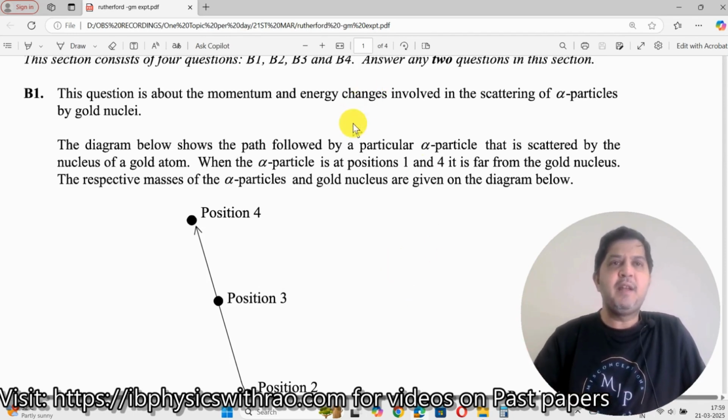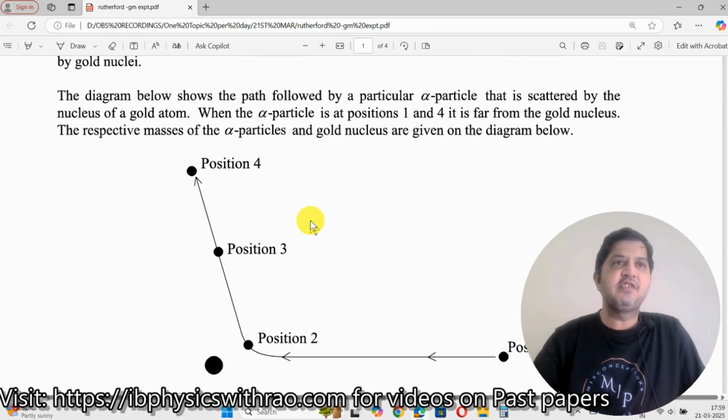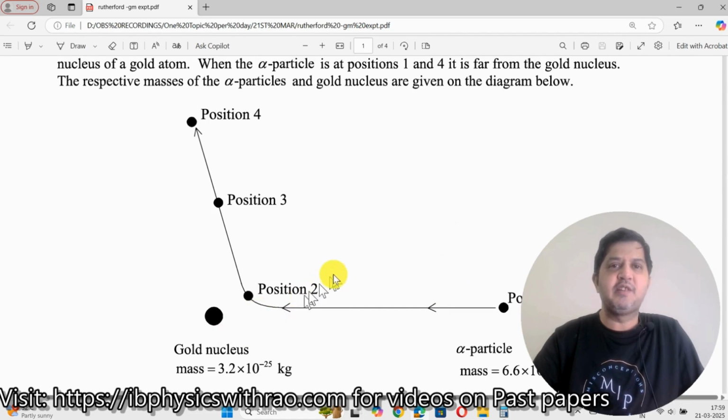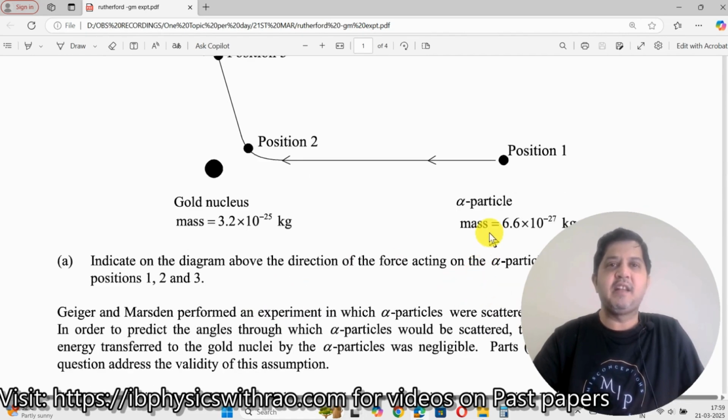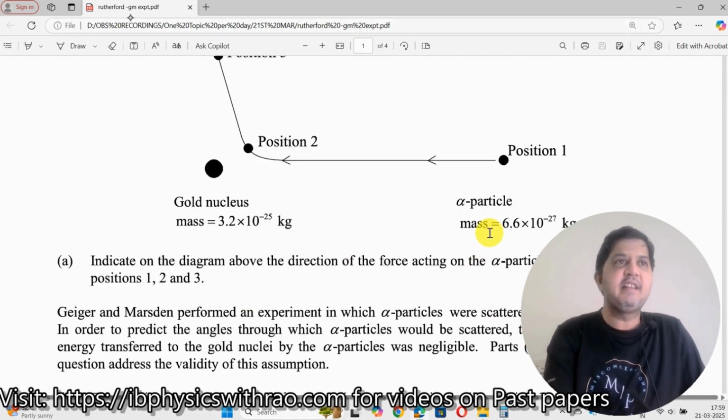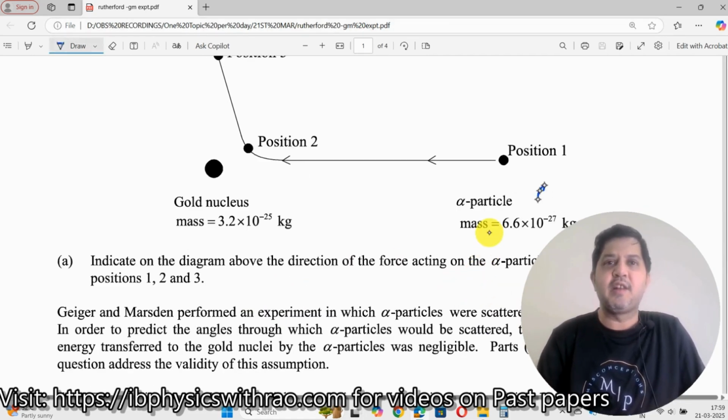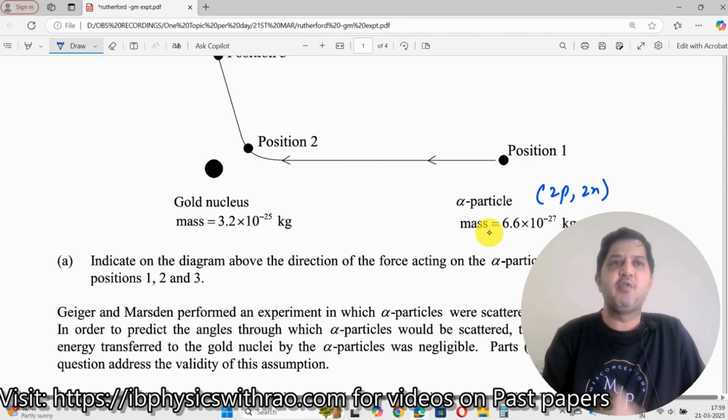So this is about momentum and energy changes that take place in the scattering of alpha particles. The diagram shows the path followed by a particular alpha particle that is scattered by the nucleus of a gold atom. When the alpha particle is in positions 1 and 4, it is far from the gold nucleus. There is a gold nucleus over here, and this is your alpha particle. An alpha particle consists of 2 protons and 2 neutrons, and this is now moving towards the gold nucleus.